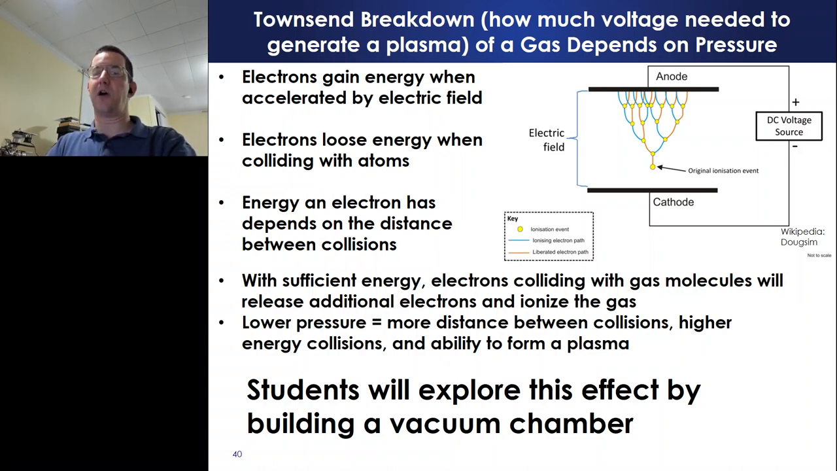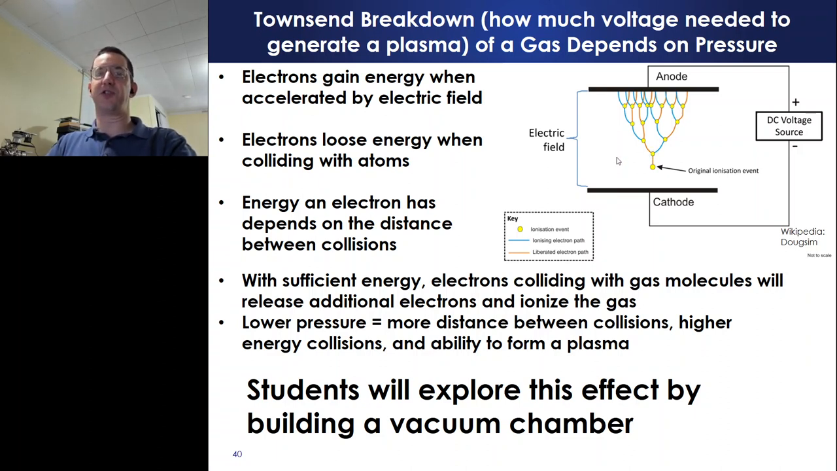This phenomenon of ionizing a gas is known as a Townsend breakdown, where how much voltage we need to generate a plasma of a gas depends on the gas pressure. We will observe the figure at the top right. Imagine, if you will, two plates connected to a voltage difference. An original random ionization event can generate a free electron or ion. This electron will accelerate within the electric field and will eventually collide with a neutral gas atom.